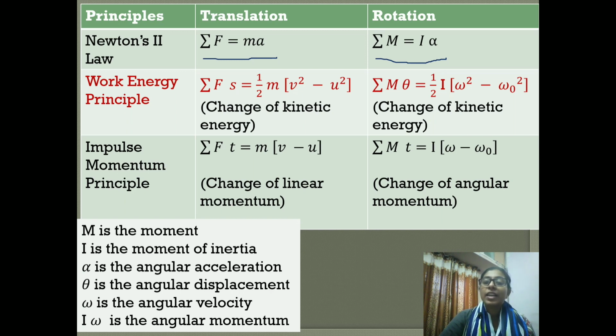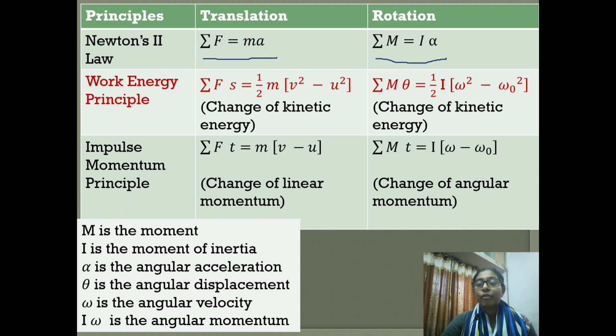Now coming to the work energy principle, for linear translation, we have sigma F into S, that is force into linear displacement, S being the linear displacement, is equal to half m into v square minus u square. We know half mv square is the kinetic energy. So the work energy principle is the summation of total work done multiplied by the linear distance is equal to the change of kinetic energy, that is half m into v square minus u square.